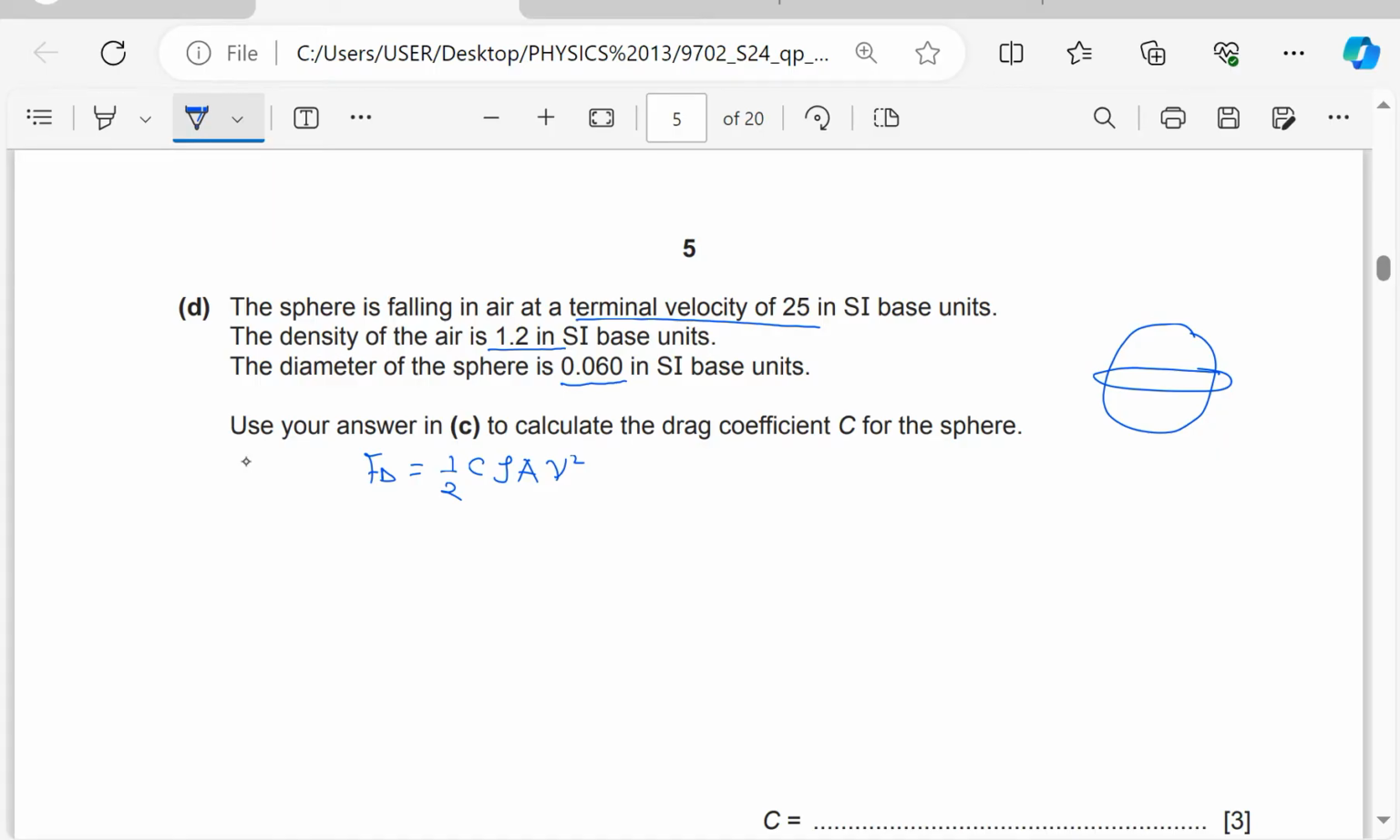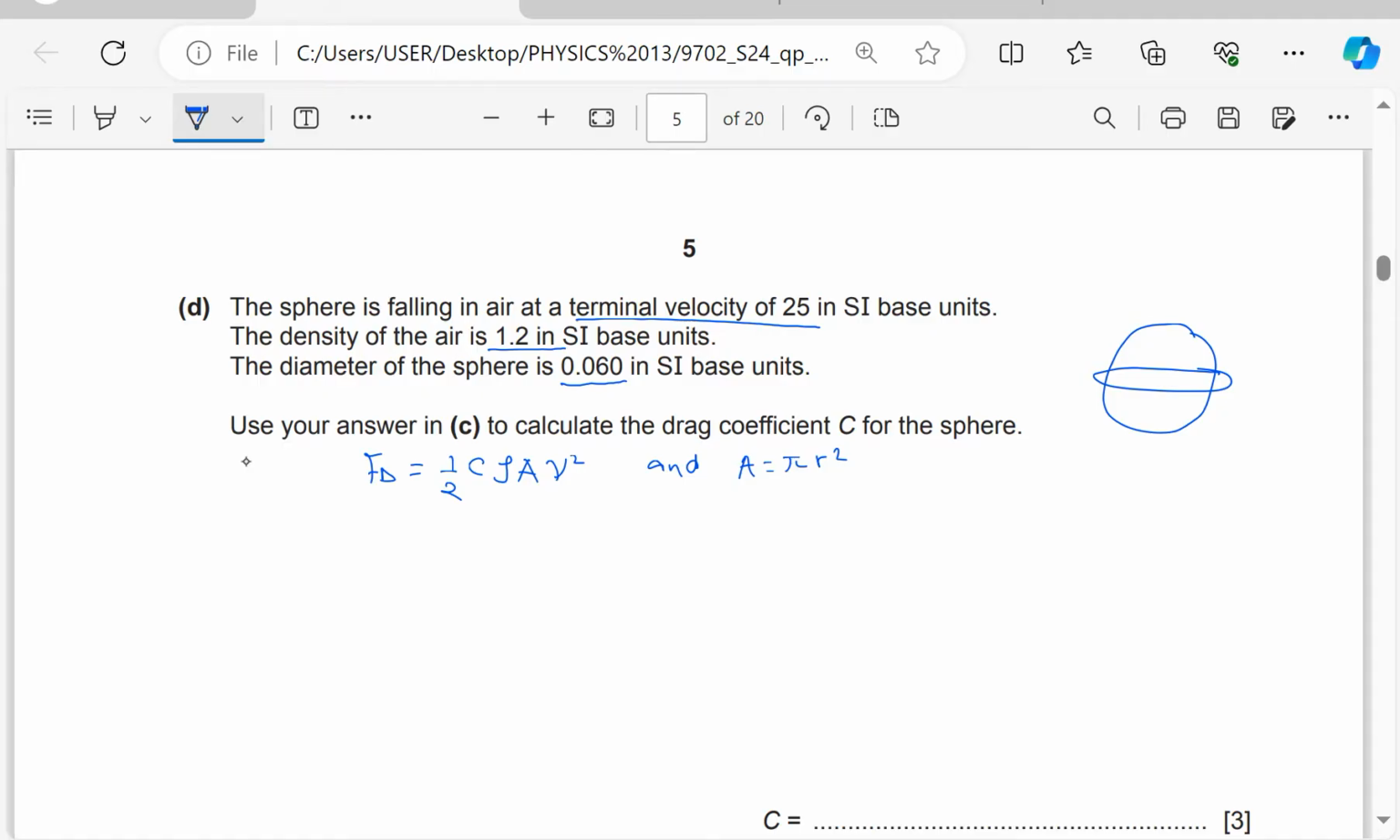So the drag force Fd is 0.48, and the area is going to be the cross-section. The cross-sectional area is the area of a circular disk, so it is the area of a circle. So the area A is going to be pi r squared. It will not be 4 pi r squared. That is, it's not going to be the area of a sphere, but the area of a circular disk, because A was not the area of a sphere, but the cross-sectional area. And the cross-sectional area of a sphere is a circular disk.